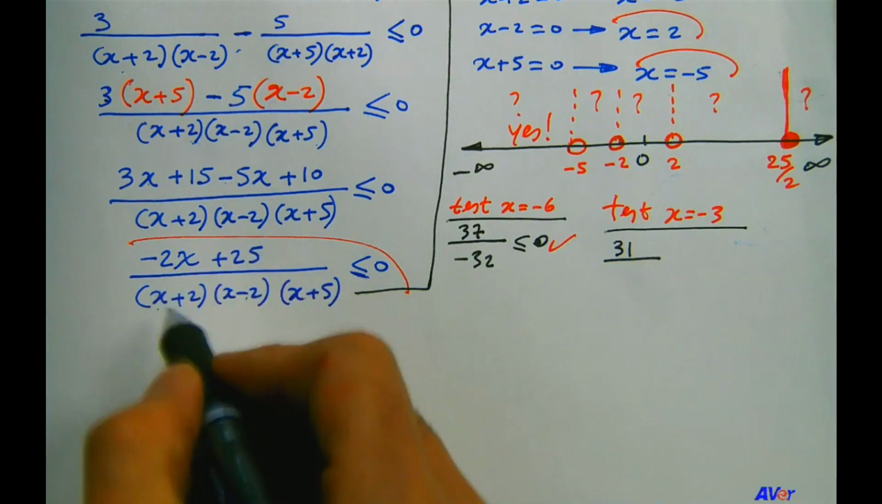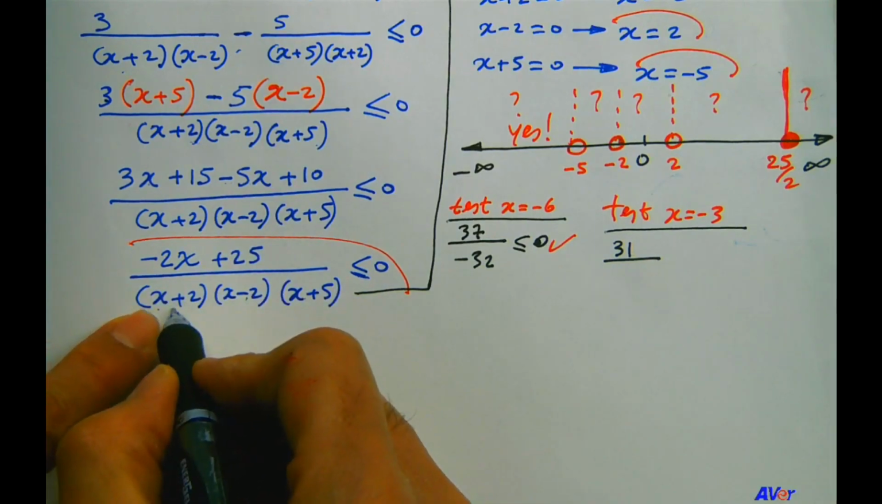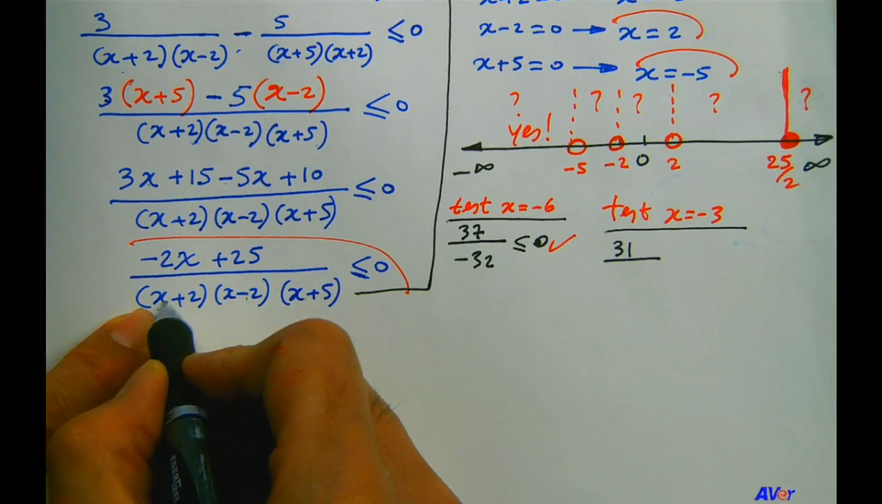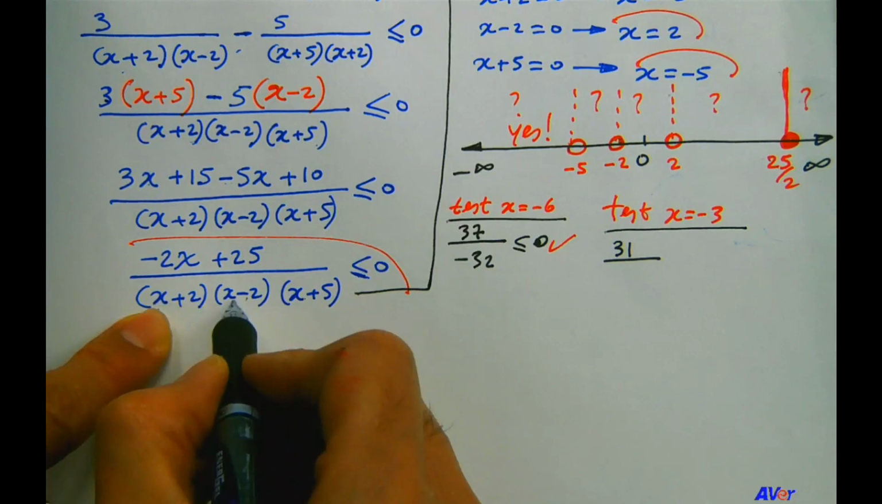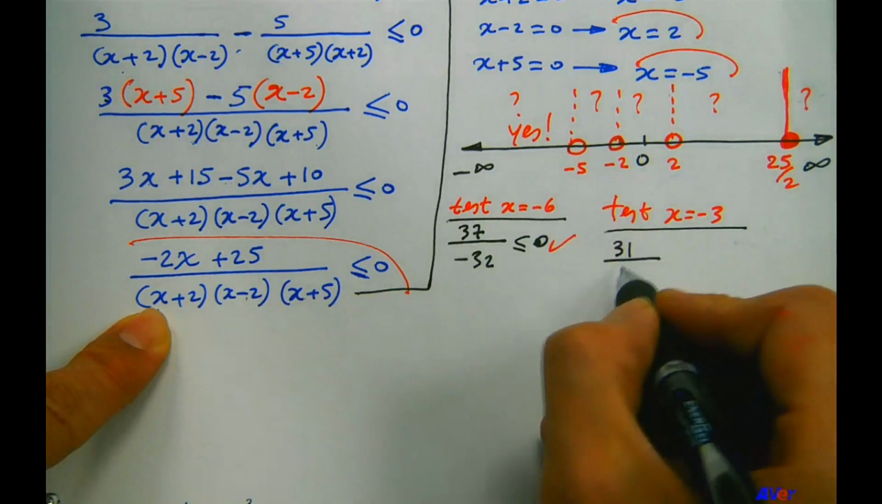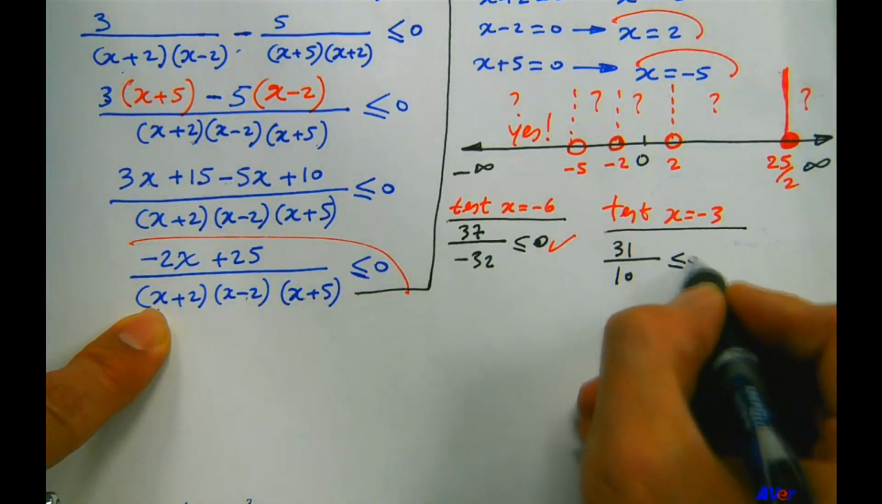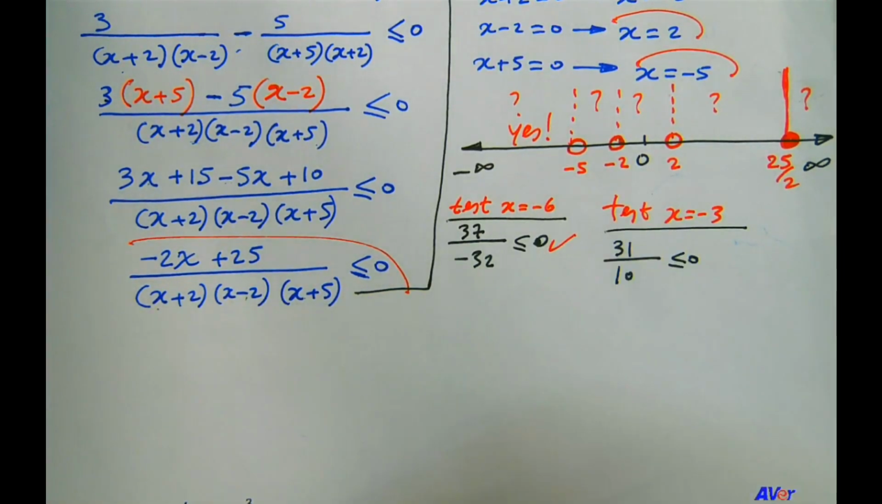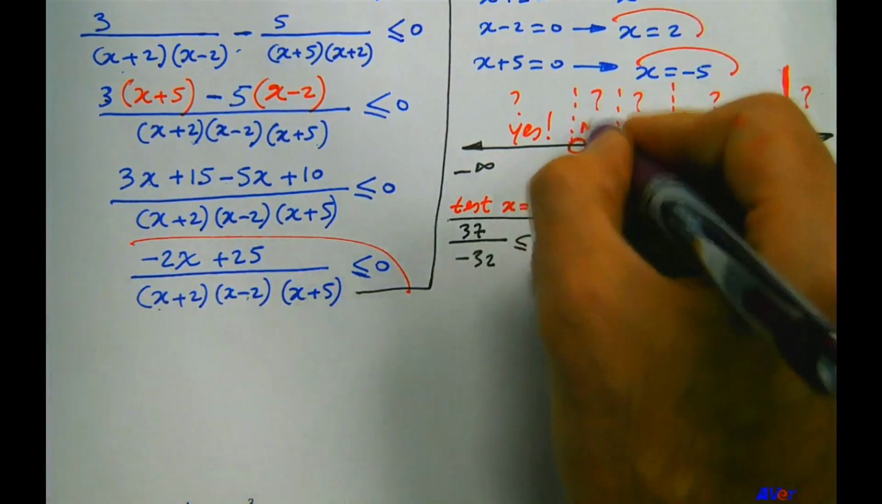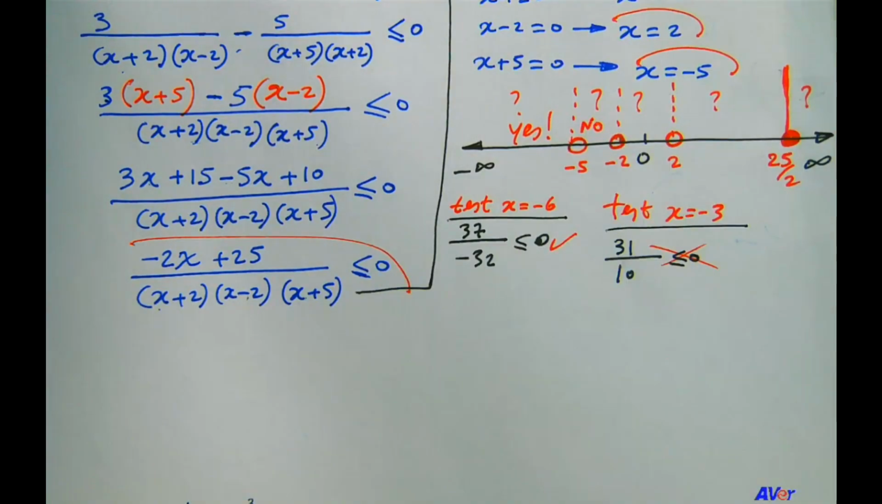Right? Let me make sure one more time. Negative 3 plus 2, that's negative 1. And then negative 5, so that's positive 5 times 2, 10. Yes, positive 10. Is that less than or equal to 0? No. So here we have no solution in that region.